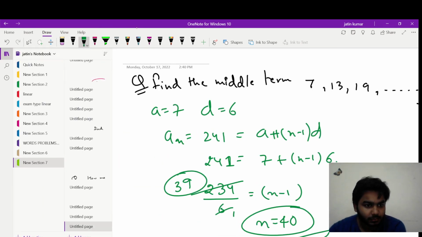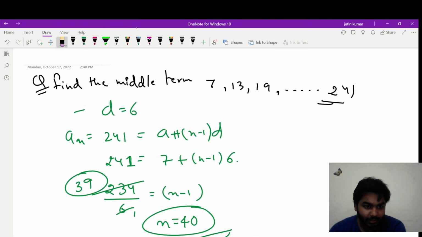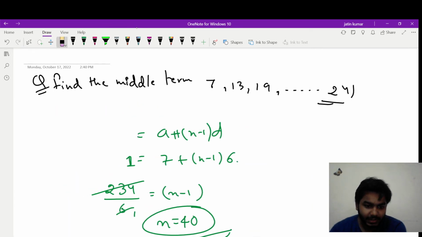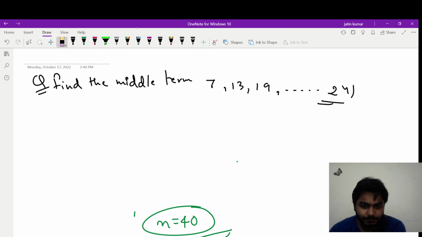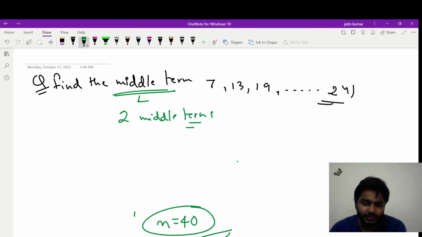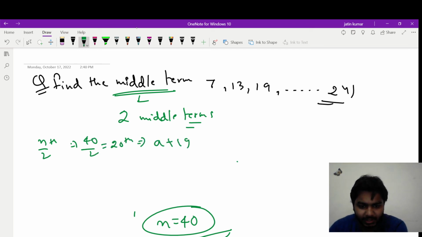So put the formula, the other one, n by 2th and n by 2th plus 1. So we will get 2 middle terms. Two middle terms, and you can find the average also. Let me do it. So the n by 2th term will be what? The 20th term, because 40 by 2 will be 20. So find the 20th term. A plus 19d. Can I write like this?